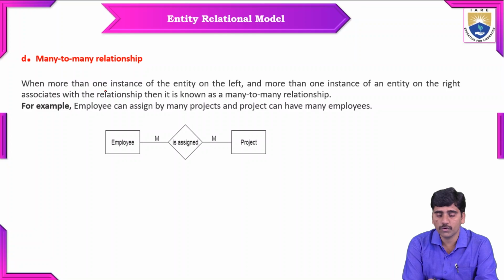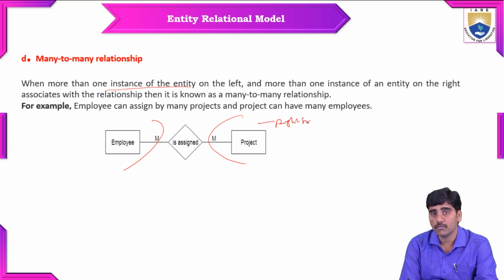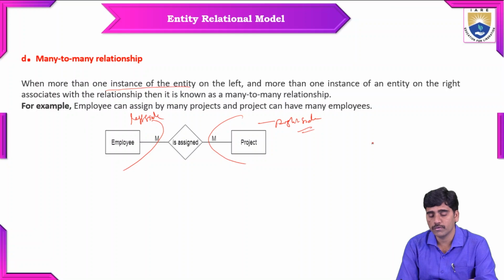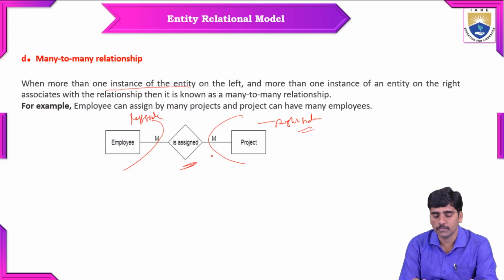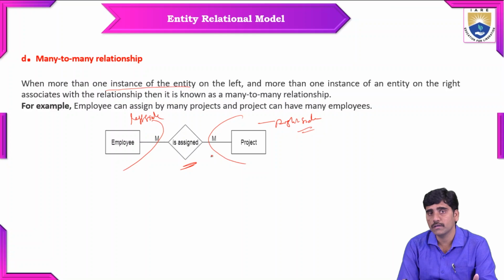And the last one, many-to-many relationship. When more than one instance of an entity on the left side and more than one instance of the entity on the right side are associated with a relationship, it is called what? Many-to-many relationship. So this is the way we have to understand how the relationship types exist.